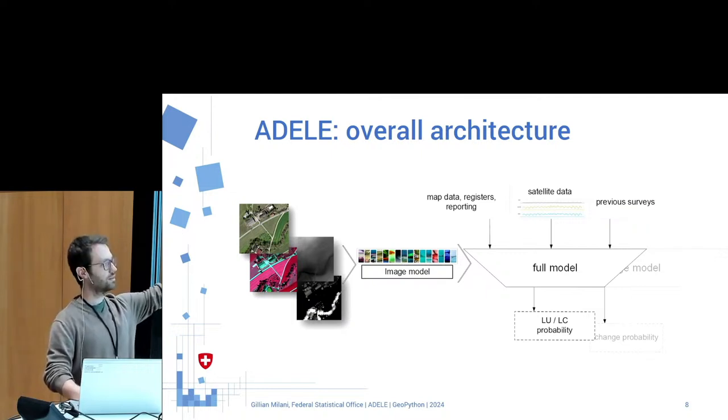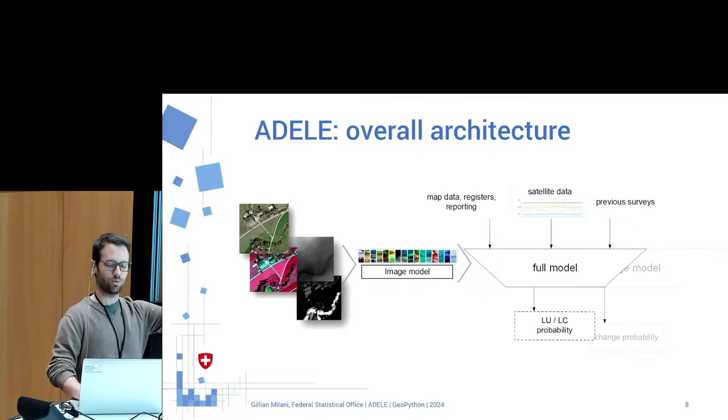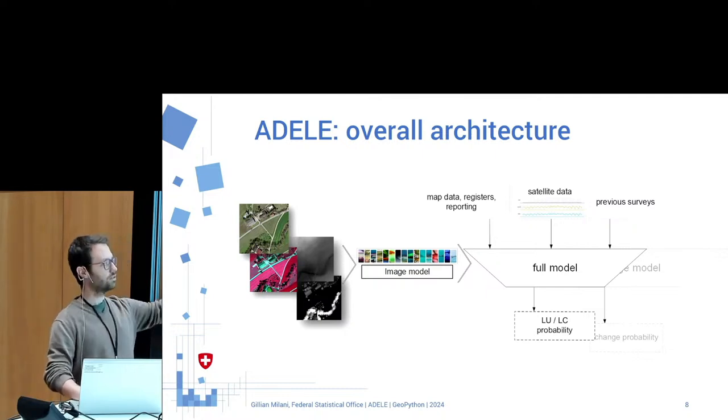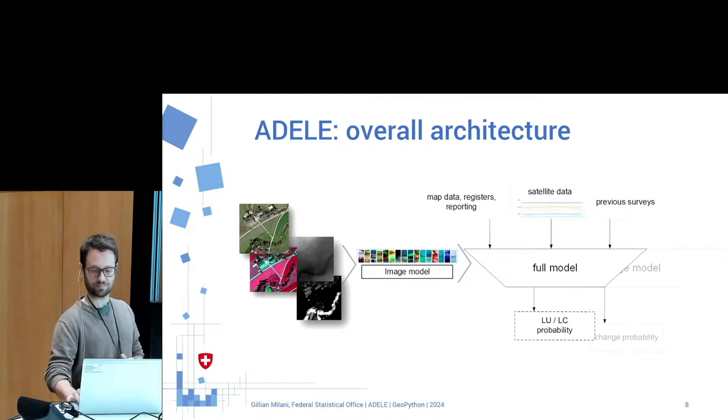And we mix all that in a second model to output 3 different things: the probability of land use, the probability of land cover for every class, like the probability of a point belonging to a certain land use or land cover, and then the change probability as well. Okay, that was a bit fast maybe. If you have any question, you can ask it now or later.